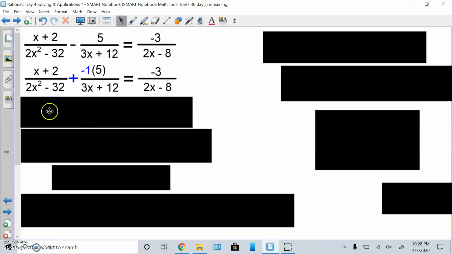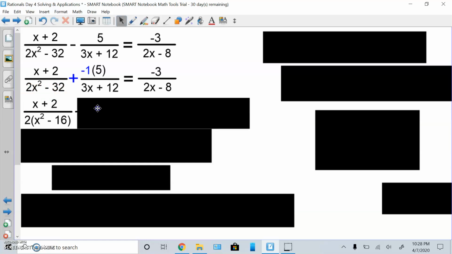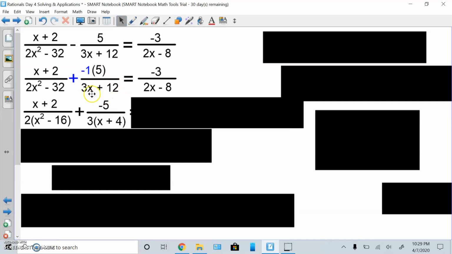Then you're going to factor the bottoms. This first one, there's a GCF of 2. I take out 2. What's left over is x squared minus 16. Again, I like multiplying the negative 1 and 5 right away, so that's negative 5. This bottom has a GCF of 3.